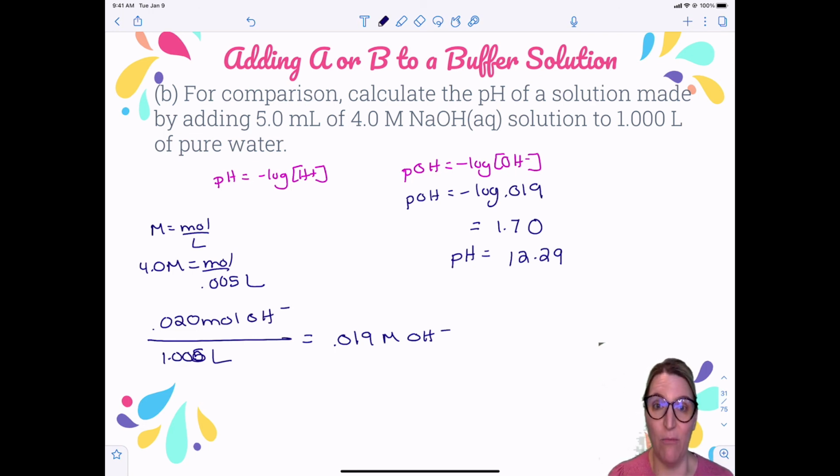I only added it to my buffer solution. The pH went up a very slight amount. This is just showing that buffers do in fact work.